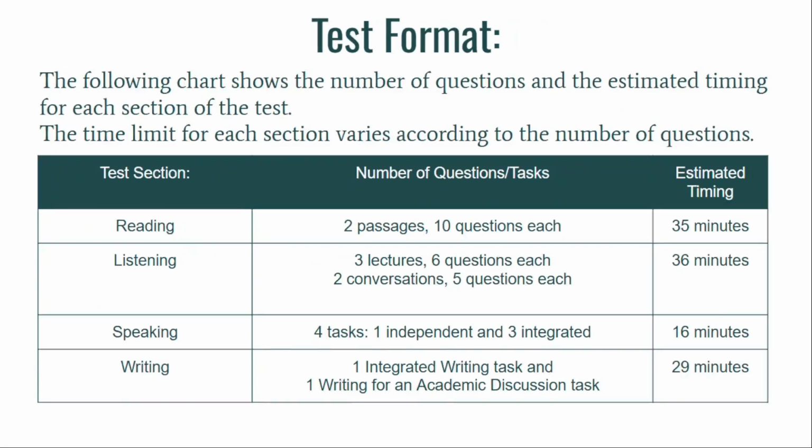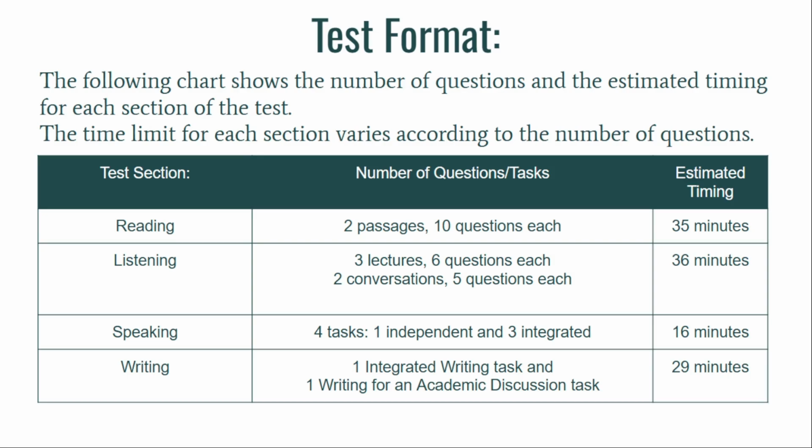Now, the test format. To break it down for you, let's quickly go over the structure before we go into each section. First, you have reading. Your test will always start with the reading section. Over here, you will get overall 35 minutes and you get two passages with 10 questions each. Then you move to listening with no break in between. For listening, you will get 36 minutes. Here, you will have three lectures and two conversations. Three lectures will have six questions each, and two conversations will have five questions each. Overall, you get around 28 questions.